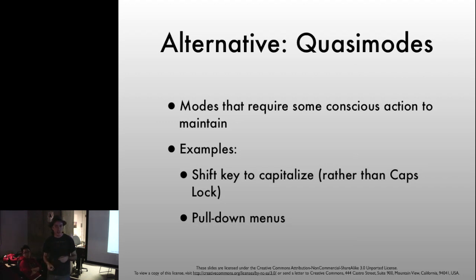Things like pull-down menus require you to have the mouse button held down. So again, there's that muscle tension of you pressing down all the time until you let go to remember that you're still in this pull-down menu. So if you think you might need modes, it's advisable to try to find a way to use some kind of quasi-mode, so that way the user can remember that they're in the mode. Otherwise, they will lose track of it, almost guaranteed.